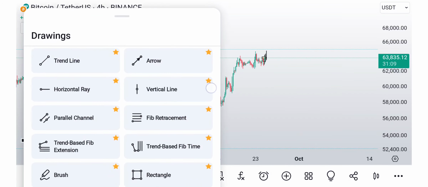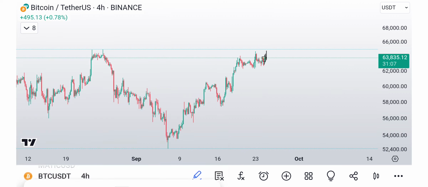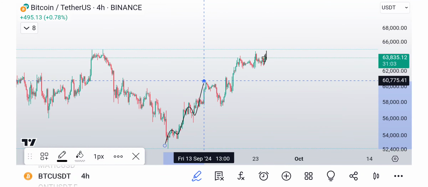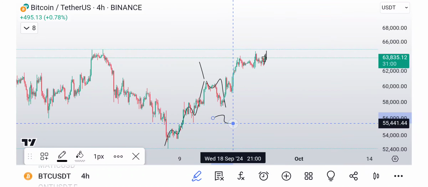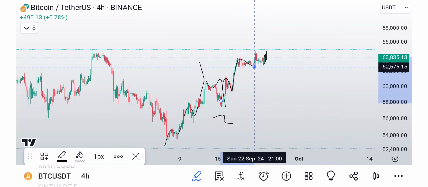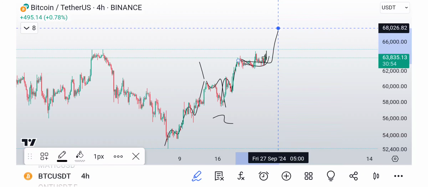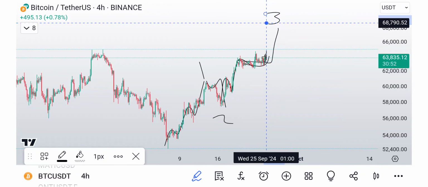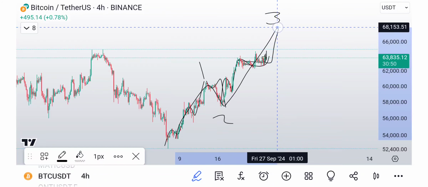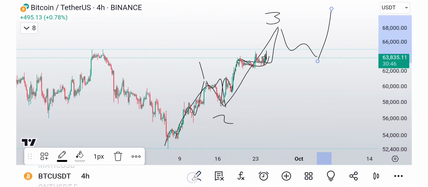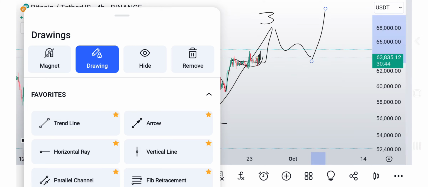So, we could say 1, 2, 3, 4, 5, 1, ABC, 2, 1, 2, 3, 4, and now we're flagging out for 4, let's go up and get 5. And that would be wave 3. So 1, 2, all of that's 3, right? And then we get 4, and then we go up and get 5. So that's kind of what I would like to see.